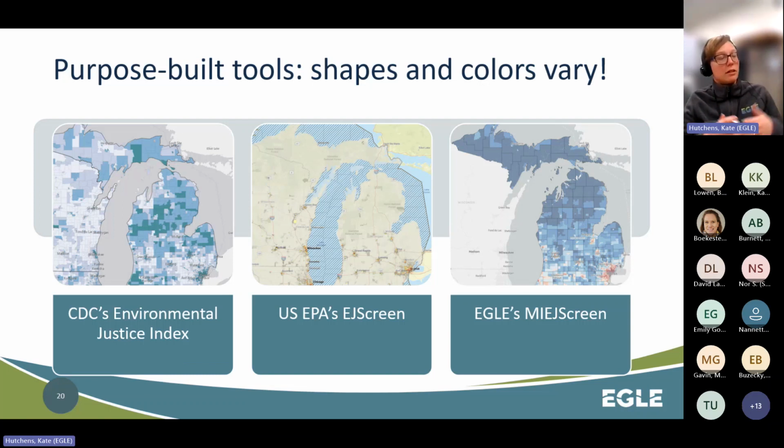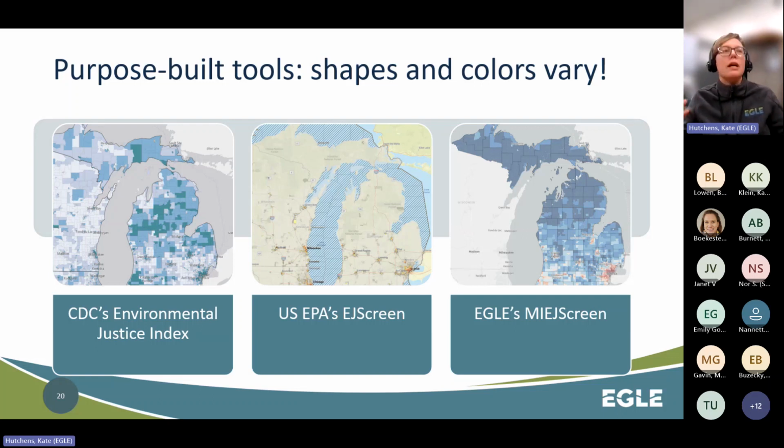So the Center for Disease Control has their Environmental Justice Index, which is very focused on public health. US EPA's EJScreen is similar to MiEJScreen, but it's a federal scale. So every census tract has a score that's relative to all of the different tracts throughout the entire United States. So it's important to keep in mind that not every EJ related map is a screening tool, and that all of these different tools are intended to do different things. So you have to really pay attention to what use you might be putting a particular tool to.